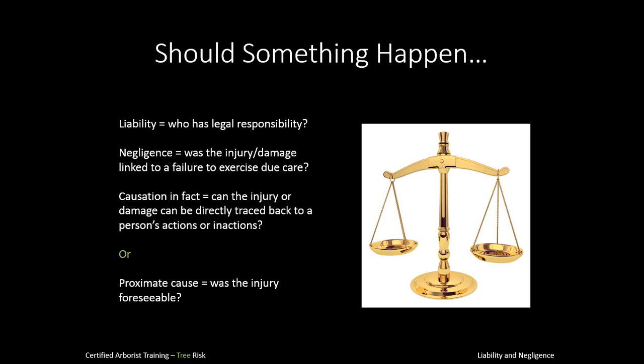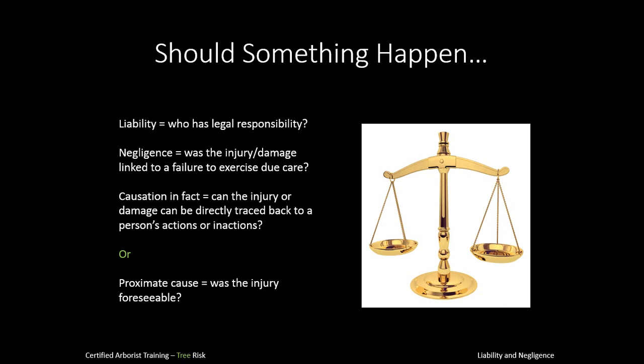Liability, that's if something happens, you need to establish liability, negligence, and then some sort of cause, and liability is, do you have a legal responsibility? If you're the homeowner, we just told you that you do, and negligence is that there was injury or damage that was linked to a failure to exercise due care that we talked about before. And then the causation is linking that injury or damage to your lack of action. So can the injury or damage be directly traced back to a person's actions or inactions?